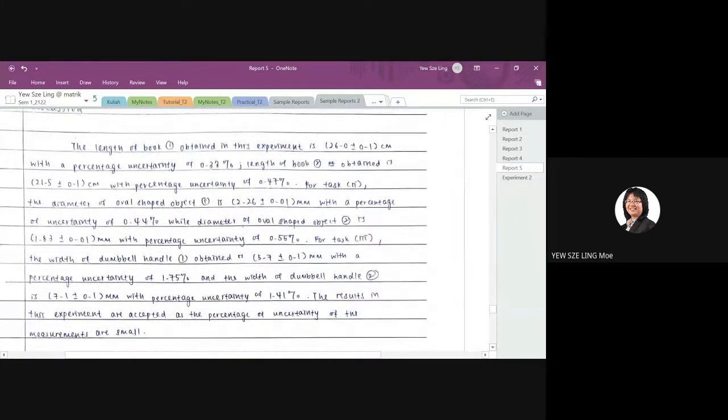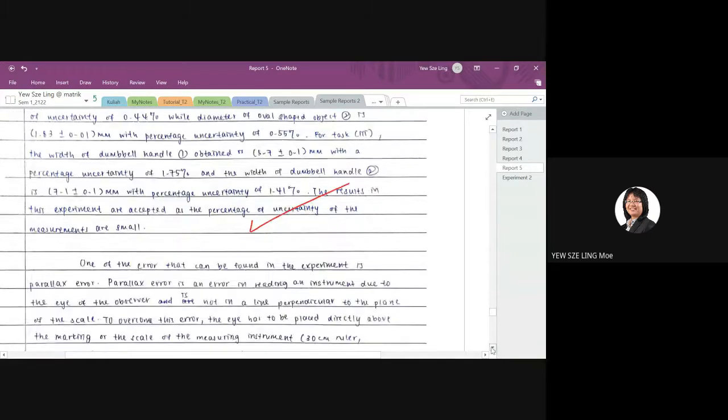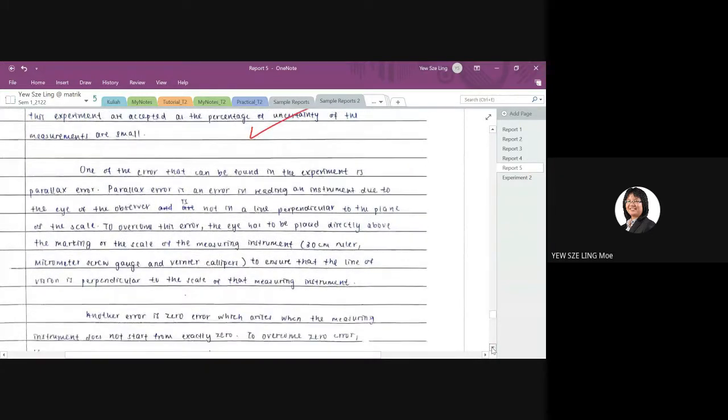Okay, discussions. So the length of the book obtained in this experiment is 26.0 plus minus 0.1 cm with a percentage of uncertainty. Okay, so let's see for task 2, and then for task 3, you got handle 1, and then handle 2, the result is accepted as percentage of uncertainty are small. Okay, good. All right, so this is how you should write your first paragraph. So another excellent first paragraph. Right. So now let's see what happens in the second paragraph.